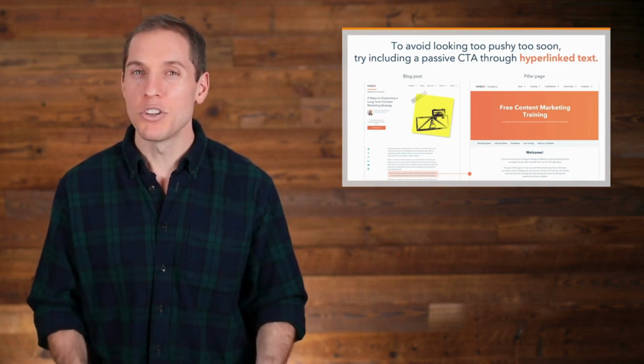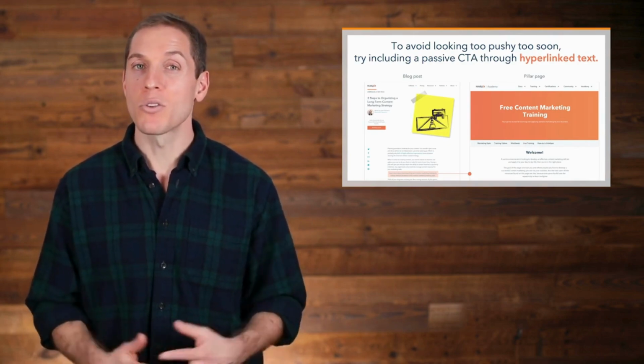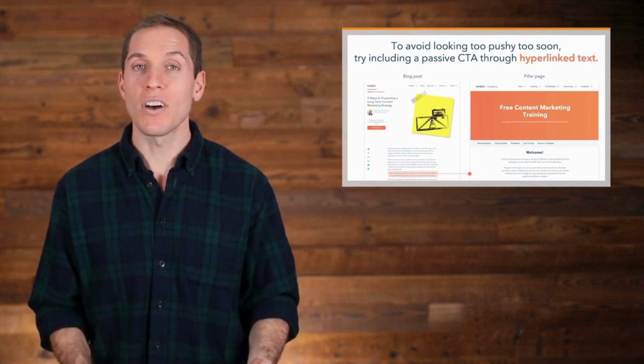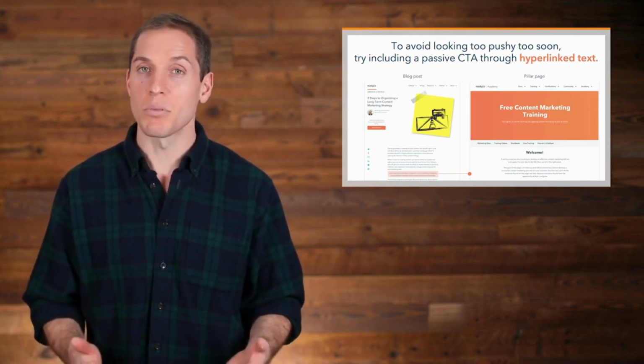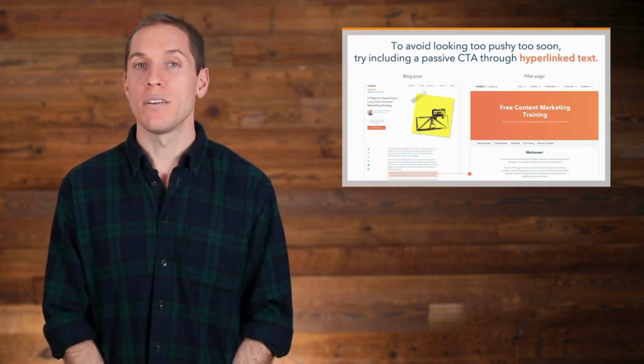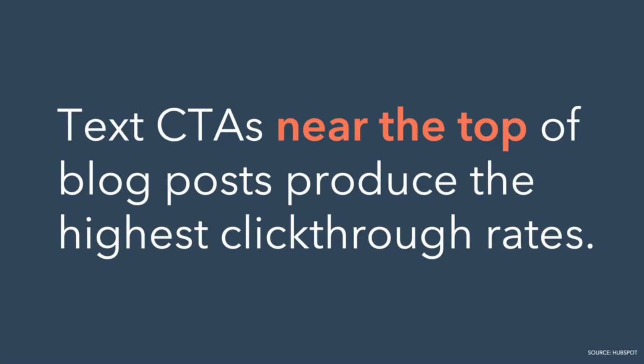Think about it. Do you read to the end of every blog post that you click on? Probably not. HubSpot performs CTA tests all the time, from image and text CTAs to placement of the CTAs. We're always looking for ways to improve click-through rate. Interestingly enough, we found that text CTAs near the top of blog posts produce the highest click-through rates, something you may want to keep in mind and test on your blog posts.